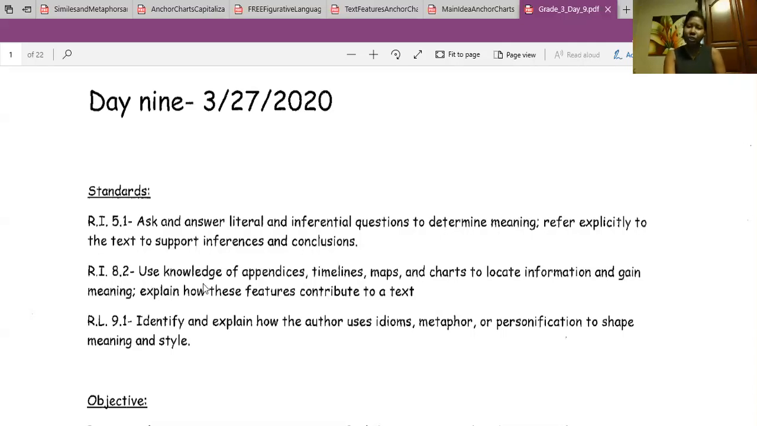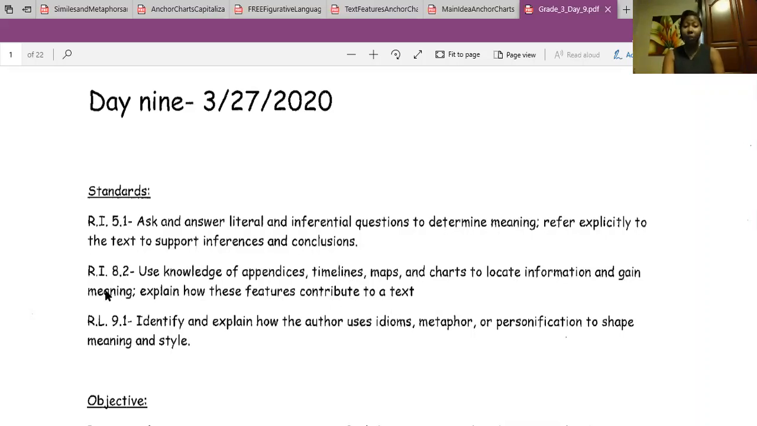R.I.8.2. It says use knowledge of appendices, timelines, maps, and charts to locate information and gain meaning. Explain how these features contribute to a text. I remember when we read a book about a bird who migrated, and it told us the distance in numbers, but we didn't truly understand how far the bird flew from and to until we saw a map. So we're going to use that type of knowledge of appendices, timelines, and maps and charts to locate information and to gain meaning. We're also going to be able to explain how those features contribute to a text.